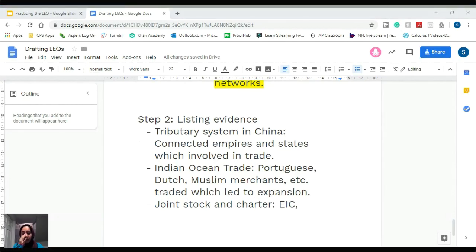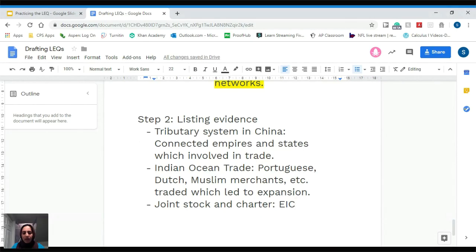But yes, joint stock and charter companies, they were a main factor. They helped promote the expansion of these empires. They basically established themselves in the New World and elsewhere. And they were just looking for profit. So this led to expansion of trade networks again in the Indian Ocean.